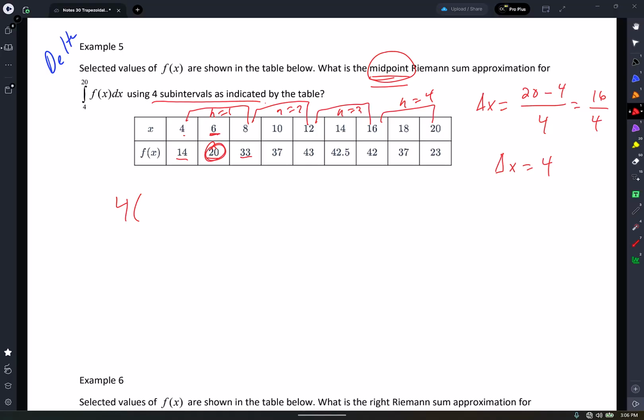Do you guys see that? 4 times 20 plus 4 again times, what am I using? Not 33. Which one? 37. That's the middle between 8 and 12, because that's the width of my rectangle. Plus 4 times, what am I using? 42.5. Plus 4 times, which am I using? 37.